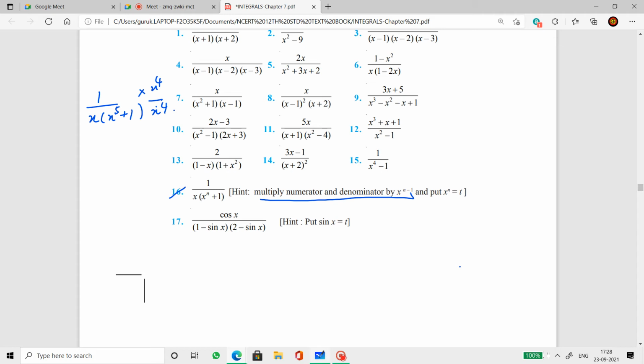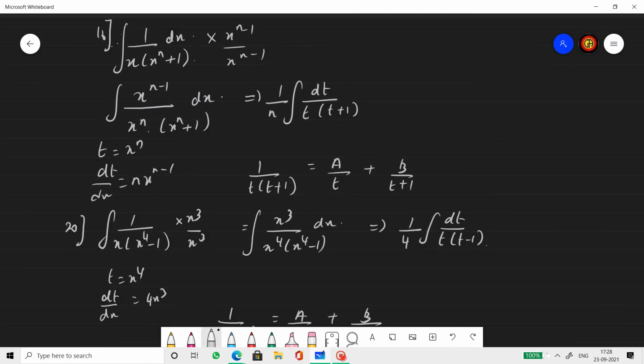So question number 16. As instructed in the hint, multiply the numerator and denominator with x power n minus 1. Through this, we come to this step, because when the base is the same, powers are added. So x power 1 and x power n minus 1 will give you x power n. Now take t as x power n. Differentiation of x power n is n x power n minus 1, so dt by dx will be n x power n minus 1. Using the substitution method, we will change the question to this form.